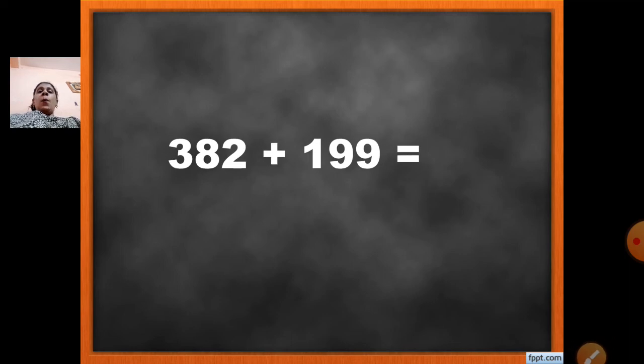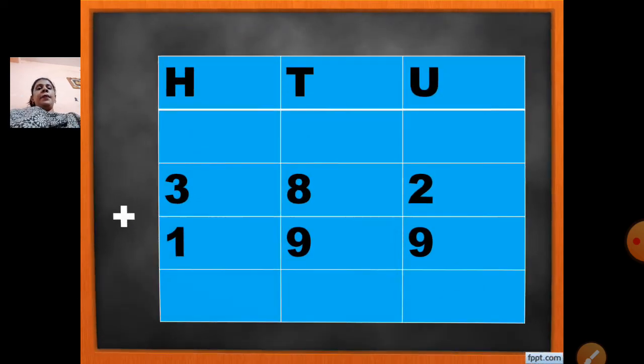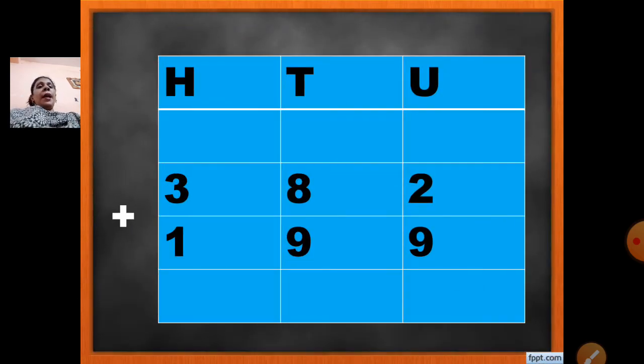382 plus 119, that is 382 plus 119. Now let us arrange them. Here we have arranged them according to their place value: hundreds, tens and units. We are going to add units with units, tens with tens and hundreds with hundreds. Okay, so let us start with units.